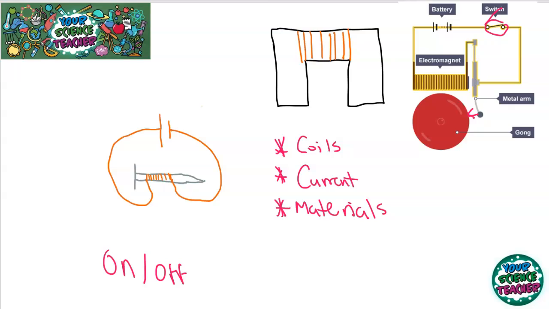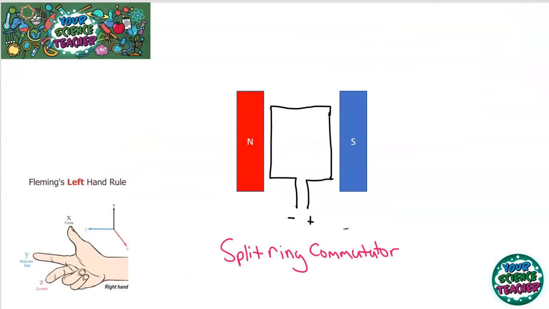We can investigate the strength of an electromagnet using paper clips, and that's probably what you did at school. You probably changed the amount of coils around your electromagnet and saw how many paper clips it could pick up. The more paper clips, obviously, the stronger the electromagnet. You can also change the current and see whether that affects the strength of your electromagnet as well, and you may have done that one in school as well.